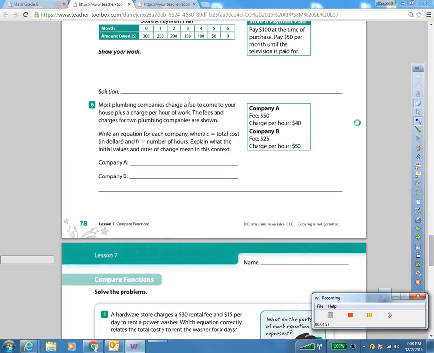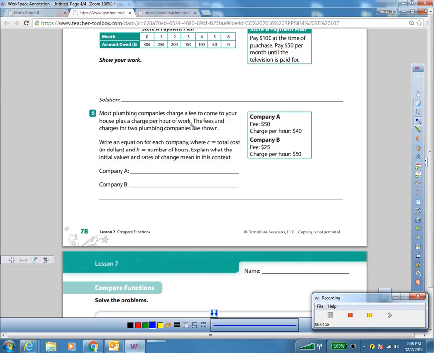In the last problem, most plumbing companies charge a fee to come to your house and charge per hour of work. So the fees and charges for two companies are shown here. We want to write an equation, where C is the total cost and H would be the hours worked. We're going to explain the initial values and rates of change.